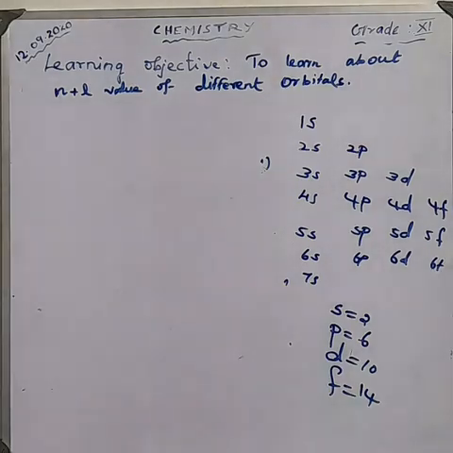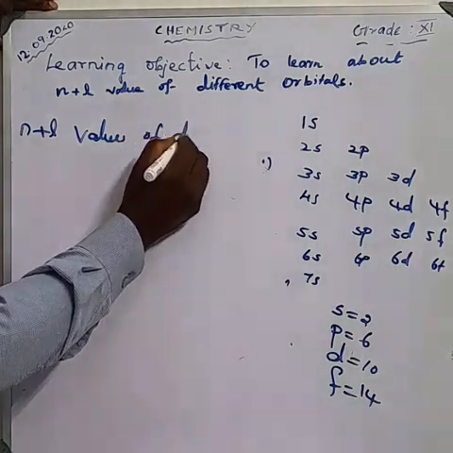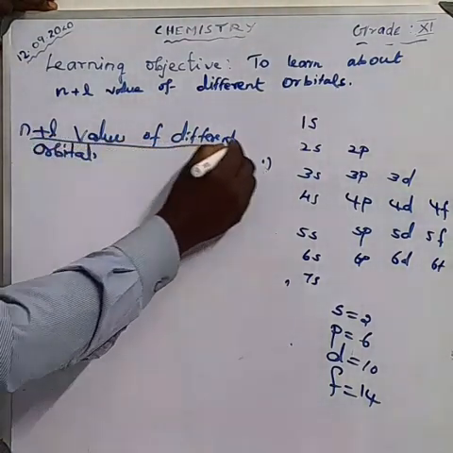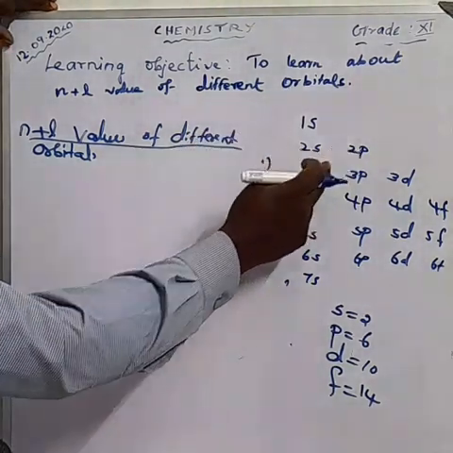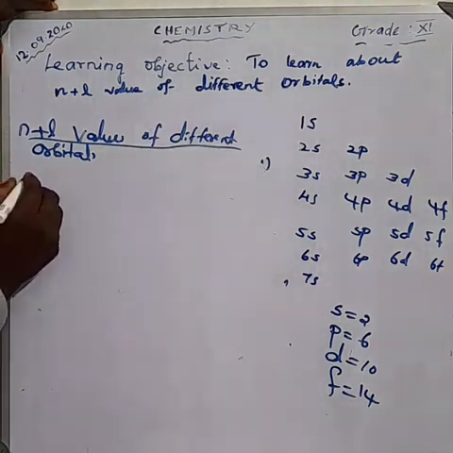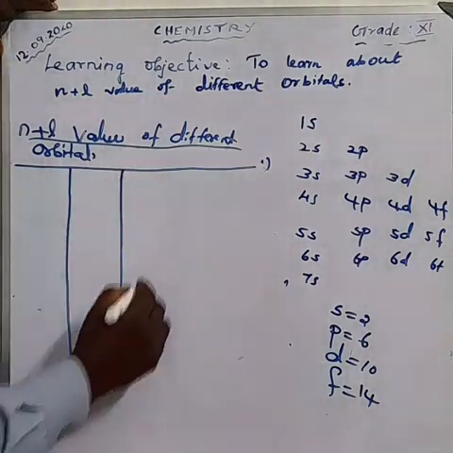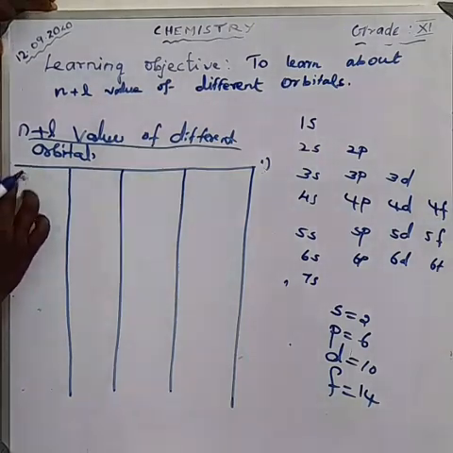First we should write n plus l values of different orbitals. First, which orbitals are there? 1s, 2s, 2p, 3s, 3p, 3d, 4s, like that. You should write them. First, we make a table with columns. The first one is 1s. First, we write orbital.